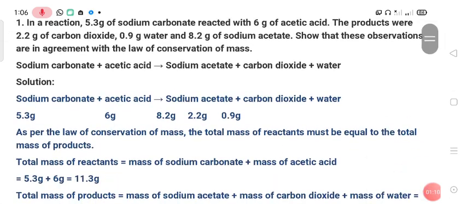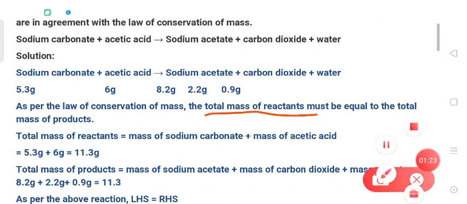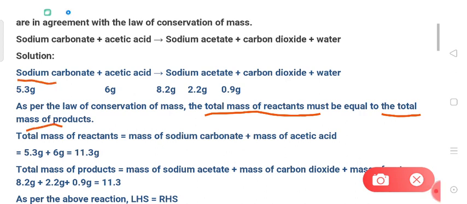So what is the law of conservation of mass? First of all, we need to know that law of conservation of mass states that in a chemical reaction, total mass of reactants is equal to total mass of products. So these are the reactants, sodium carbonate and acetic acid, and these are the products, sodium acetate, carbon dioxide and water.